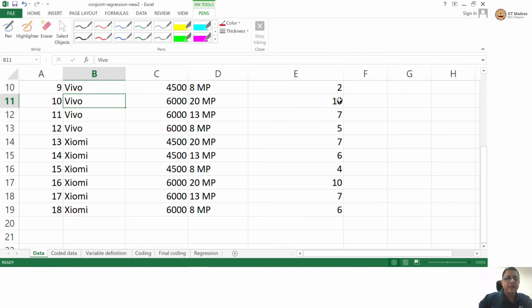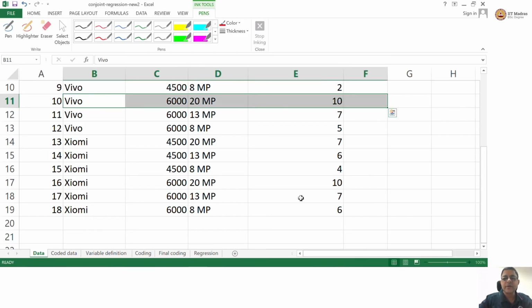So you can say either a Vivo with a 6000 mAh battery and a 20 MP front camera resolution is the perfect product, or Xiaomi with a 6000 mAh battery and 20 MP camera. They are both the most preferred products. So ideally, we didn't have to calculate. Remember, we calculated X1, X2 in the optimization. Here we got that value directly from the data itself. I don't have to calculate that.